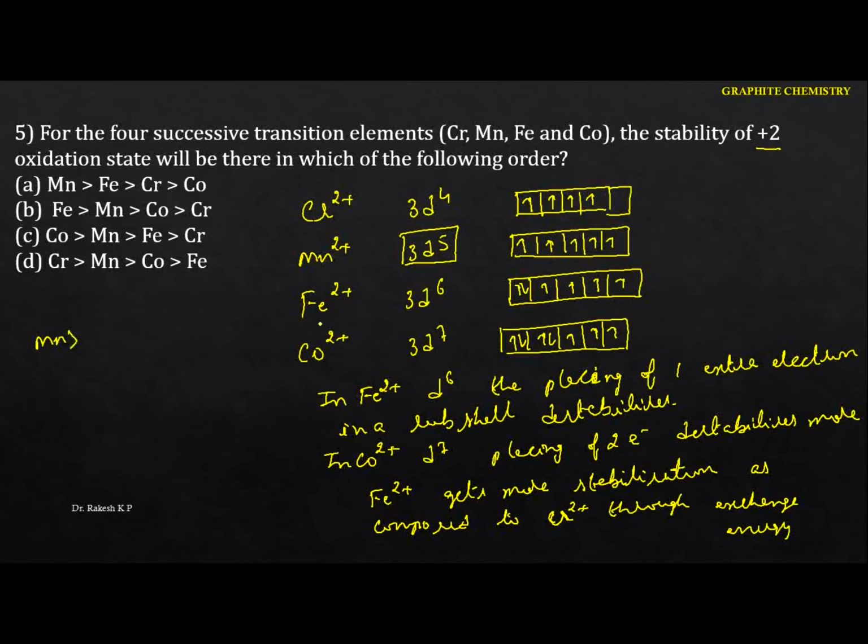Next comes between Fe2+ and Cr2+: Fe2+ is more stable, next is chromium, and the last is cobalt. So this is the stability order when they choose the +2 oxidation state. Hence in this case the option is the first one. Okay, next one.